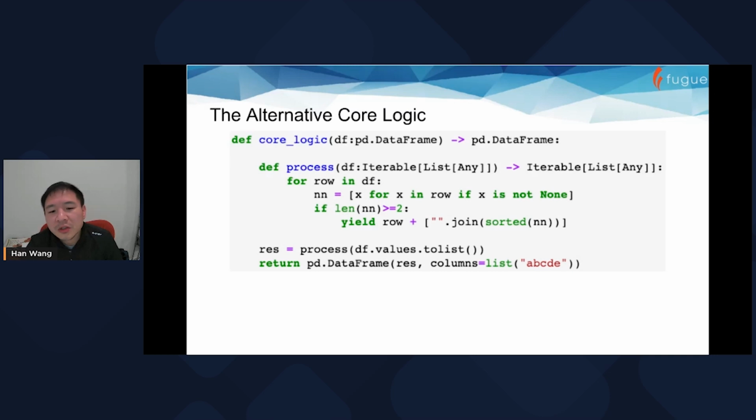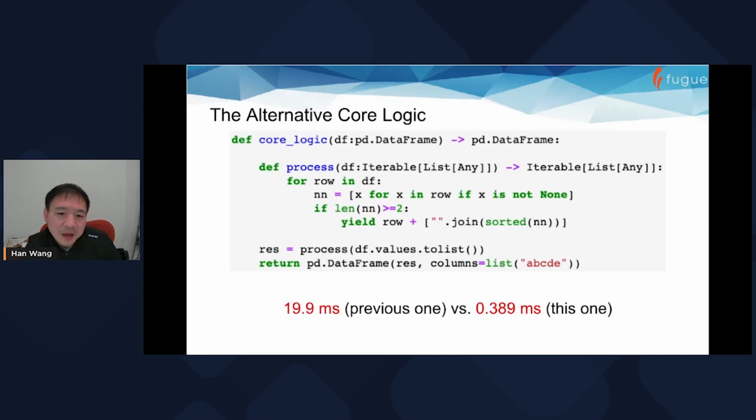So there is a concern that this wrapping logic can be time-consuming compared to the previous one where we just use the pandas native functions. But is that true? Actually, if you do the benchmark, you will see that this solution is 50 times faster than the previous solution.